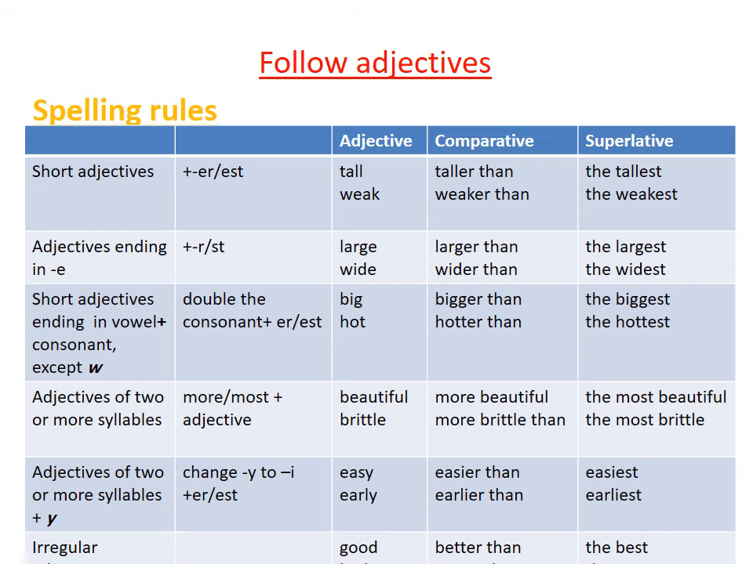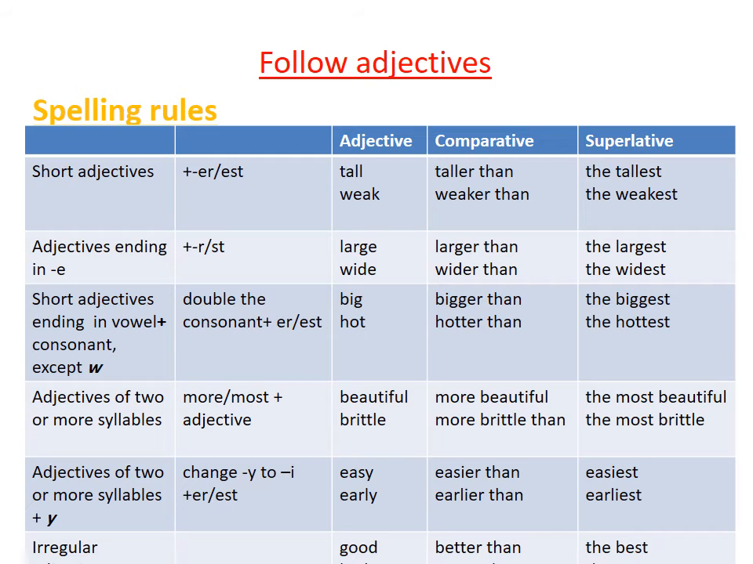So in the comparative we'll say more brittle than. In the superlative we'll add most before the adjective. We'll say the most brittle. That is number 4.